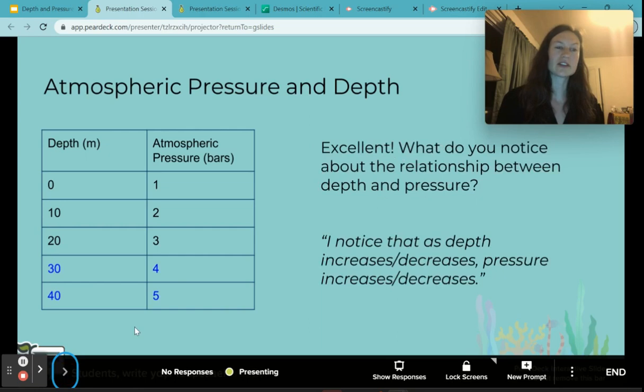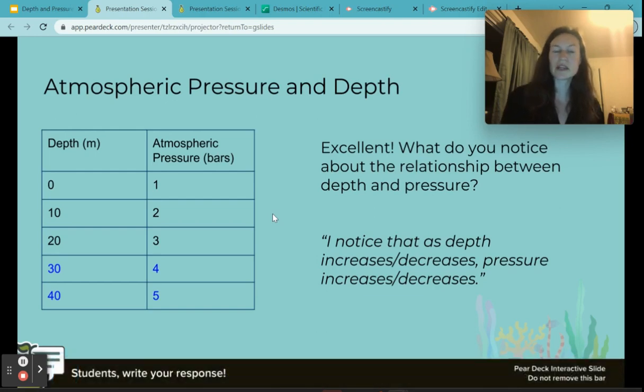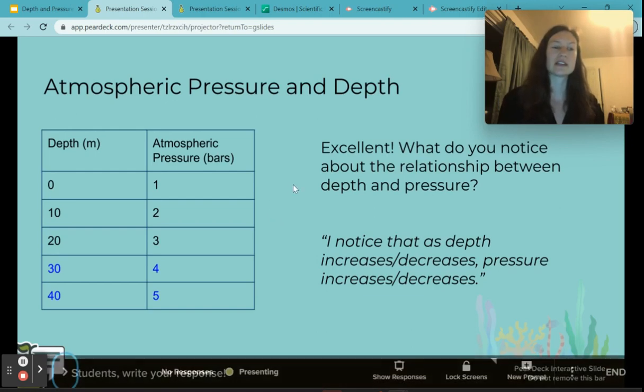Okay, great. So you guys all got that. You figured it out. It's going up by tens on the depth and ones on the atmospheric pressure. So I want you to note what it is about this relationship. What's increasing or decreasing? I've given you a little starter here, but you can always add more to your answer or write a different pattern you see or something else you notice. Go ahead and write that using the text tool.